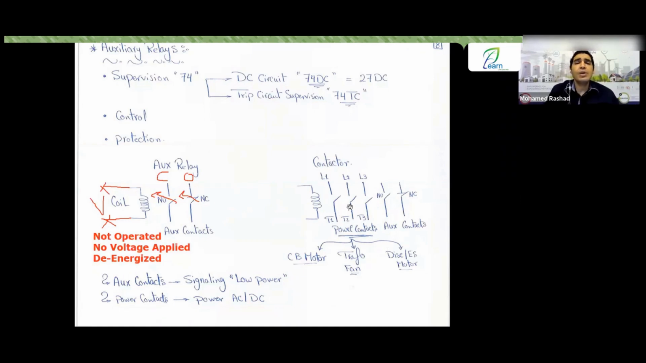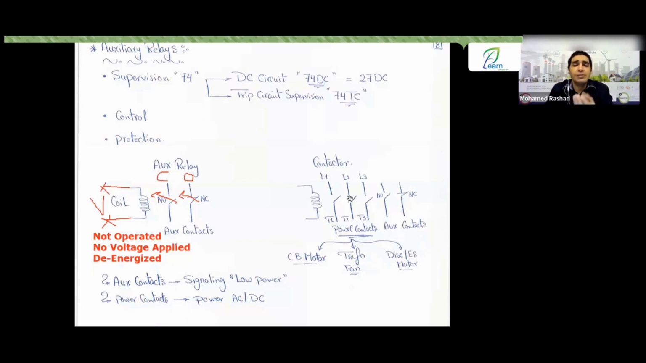They are used to handle power. What does that mean? It means you use these contactors to send signals, use them in circuits, or to operate lamps. It gives you an alarm, sends a signal to the SCADA system, or sends a signal to the SAS, which is the substation automation system, and so on.